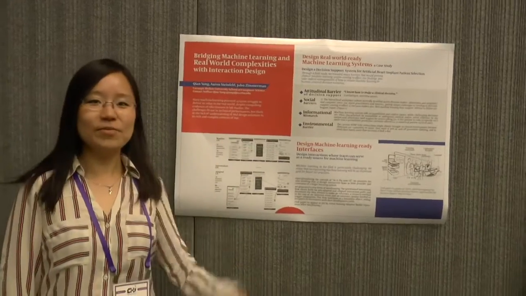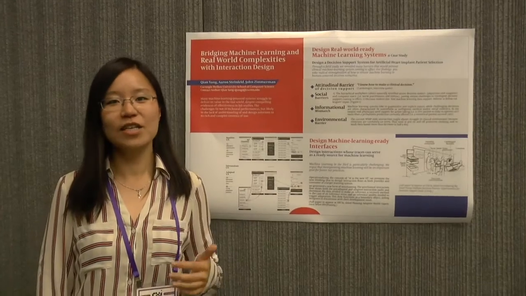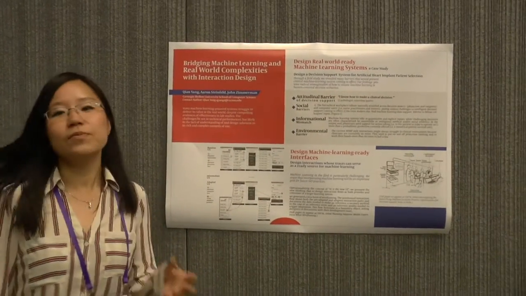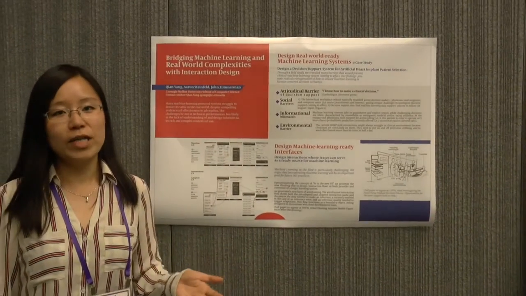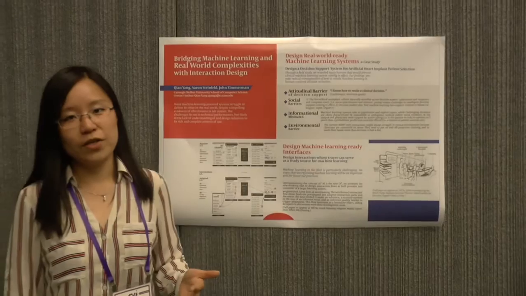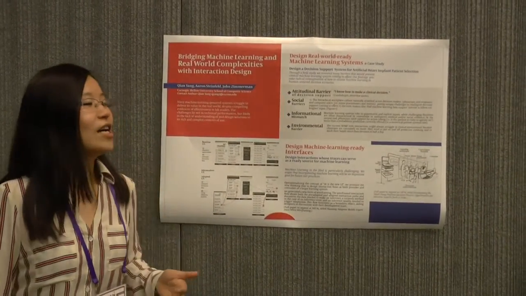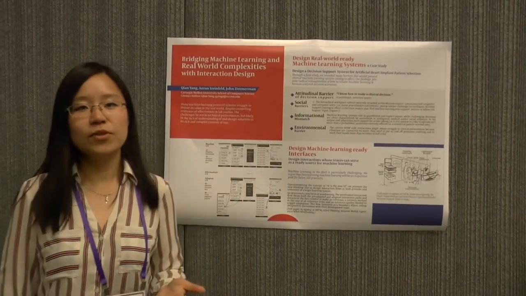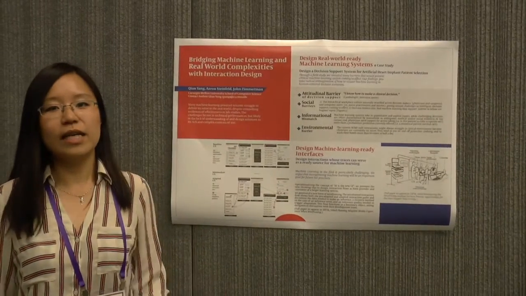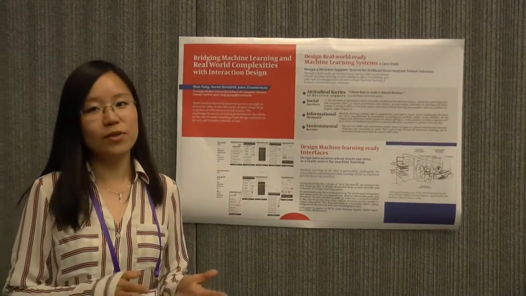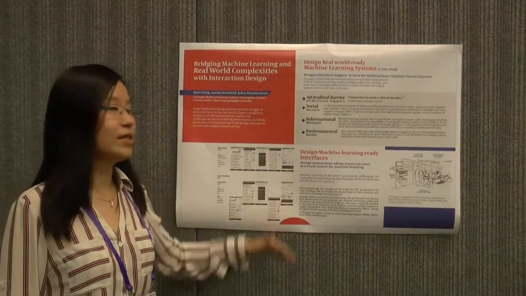I'm presenting the poster about bridging machine learning and real-world complexities through interaction design. There are basically two parts to this problem. One is input: how can we take inputs from users that can serve as a ready source for machine learning training? On the other hand, how can the output of machine learning be made most usable and practical for users in real-world scenarios? I have two case studies to support my study.